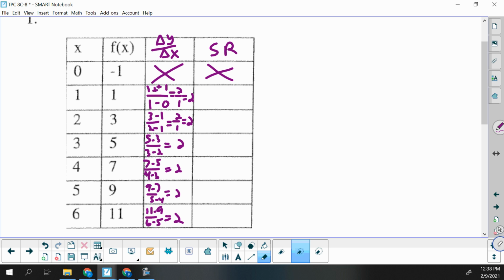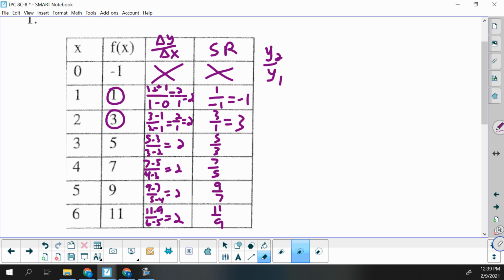So our successive ratio, we're always doing y2 divided by y1. So we're going to do this y divided by the y before it. So 1 divided by negative 1 is negative 1. So now for the next box, we'll do this y divided by the one before it. So 3 divided by 1 is 3. Next, we have 5 divided by 3, which doesn't reduce, so we'll just leave it. 7 divided by 5, 9 divided by 7, and 11 divided by 9.